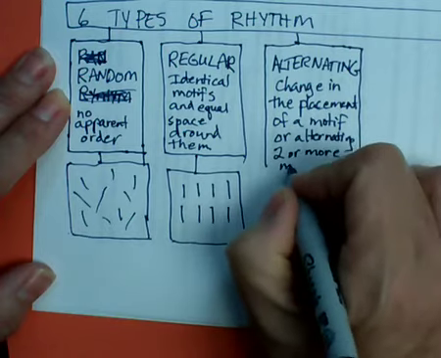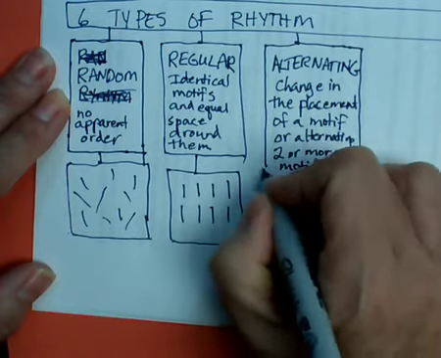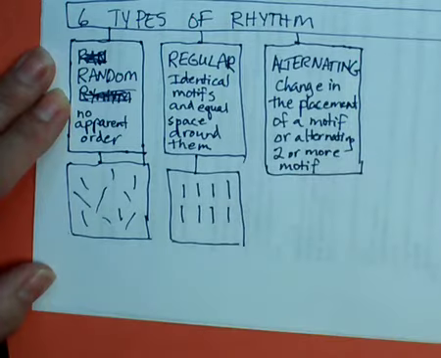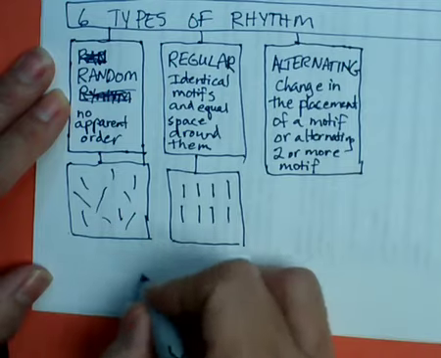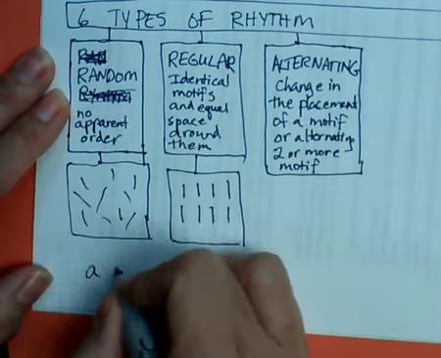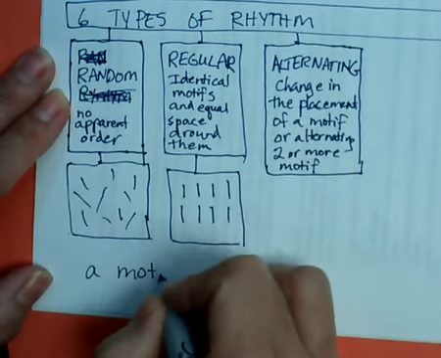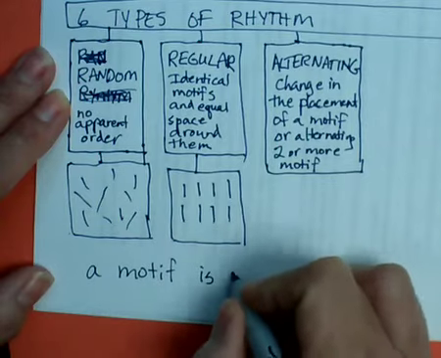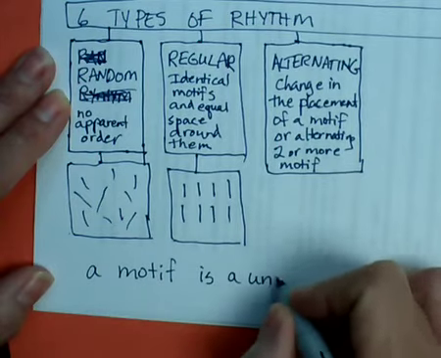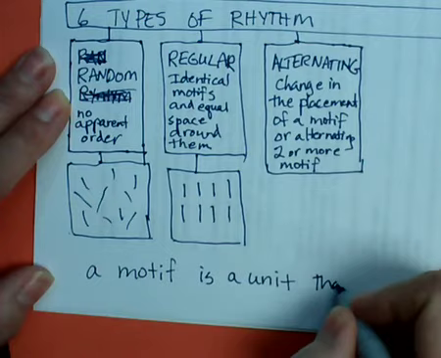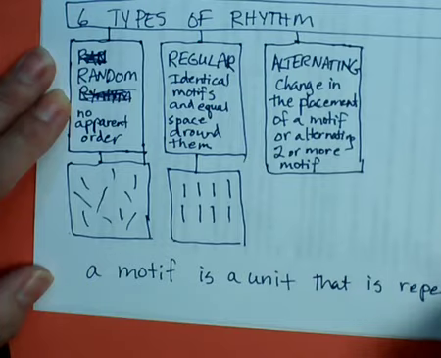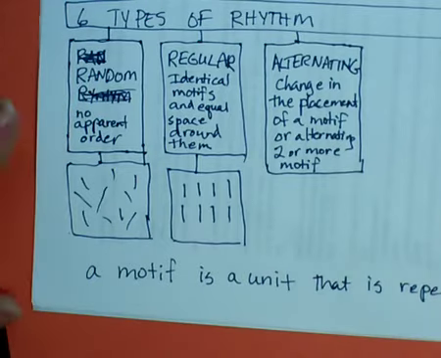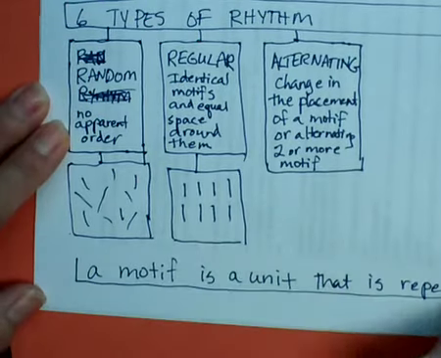Oh, and I forgot to tell you what motif means. A motif is just a unit that is repeated. So it can be abstract, it can be realistic. If you make multiple pictures of me over and over again, I would be the motif.